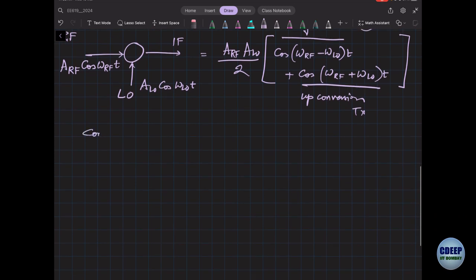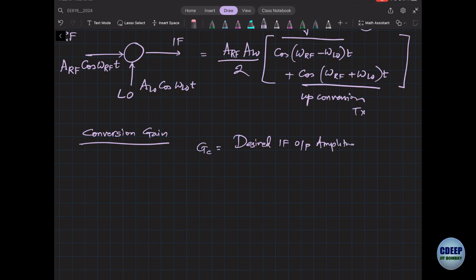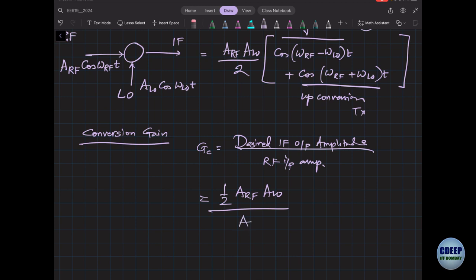Conversion here. What is the conversion gain? GC is equal to desired IF output amplitude divided by RF input amplitude. So in this case we have half ARF ALO divided by ARF, which is equal to half of ALO. Okay, so this would be our conversion gain. So obviously you want the LO amplitude to be as high as possible.